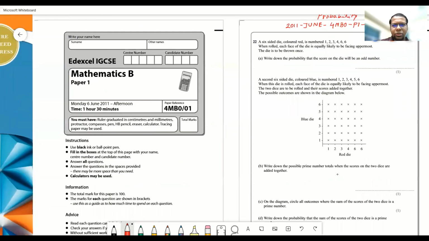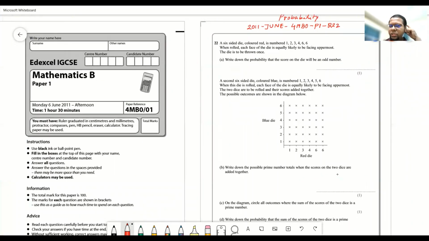The question I'm going to solve first is from June 2011, paper 1. You can find this question on the internet. There are a lot of websites. If you simply search Maths B past paper, you will get a lot of links. You can download the question paper and also the mark scheme.